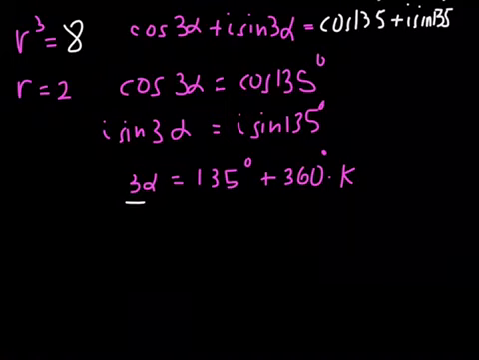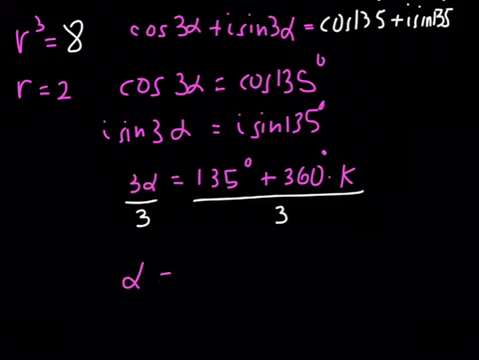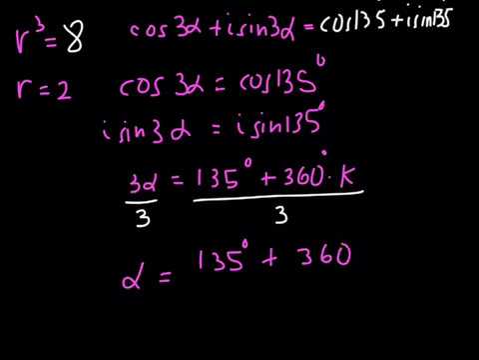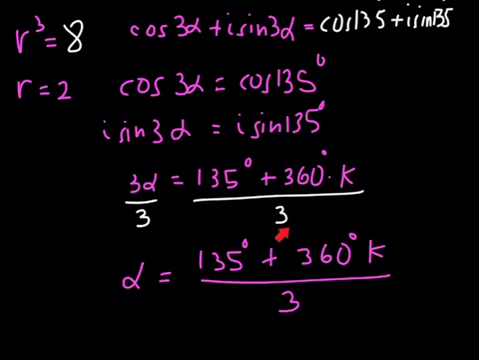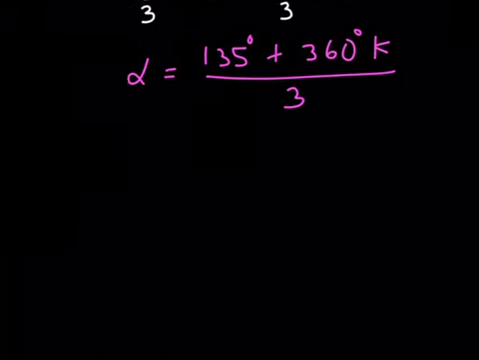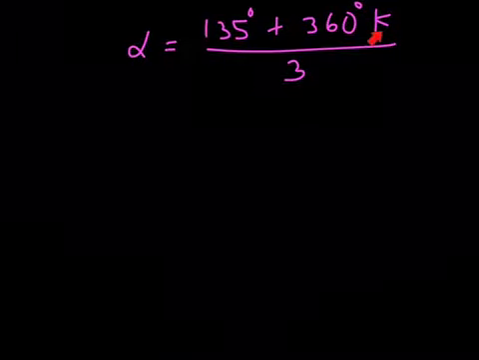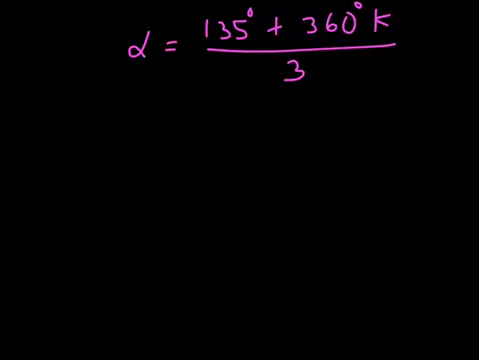So if I divide this side by 3 and this whole side by 3, I'll get that. And this is really important: alpha is equal to 135 degrees plus 360 degrees k, all of that divided by 3. This expression generates the arguments for the three cube roots that I'm looking for. Now watch this. We're going to take this expression and let k run through some values so that we can generate our alphas.